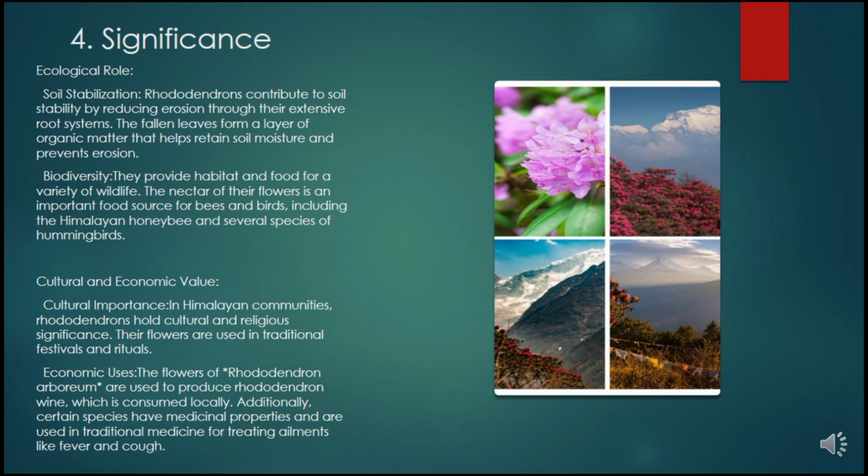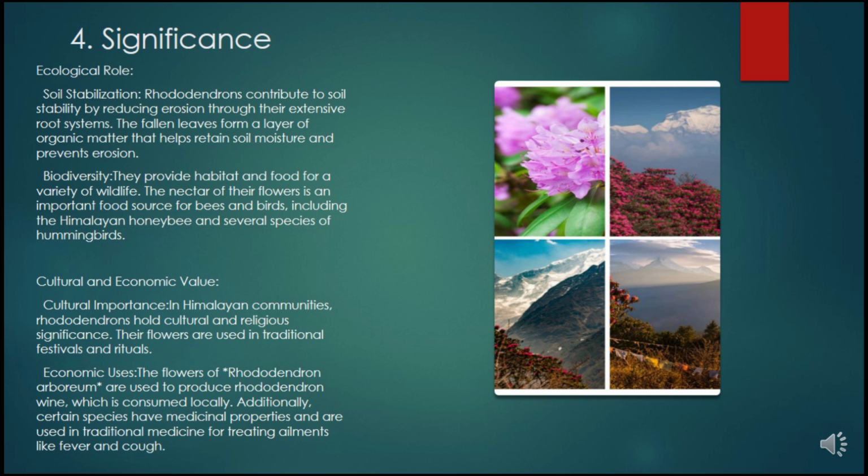4. Significance. Ecological role. Soil stabilization: rhododendrons contribute to soil stability by reducing erosion through their extensive root systems. The fallen leaves form a layer of organic matter that helps retain soil moisture and prevents erosion. Biodiversity: they provide habitat and food for a variety of wildlife. The nectar of their flowers is an important food source for bees and birds, including the Himalayan honey.